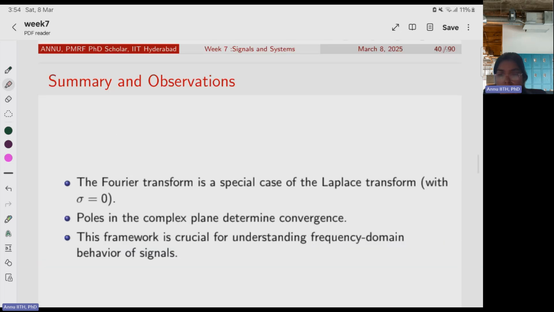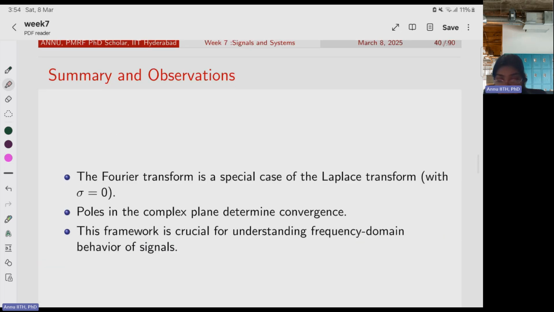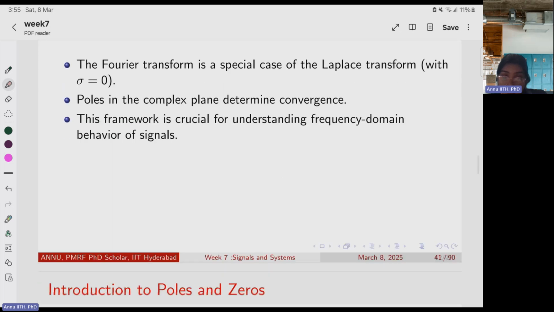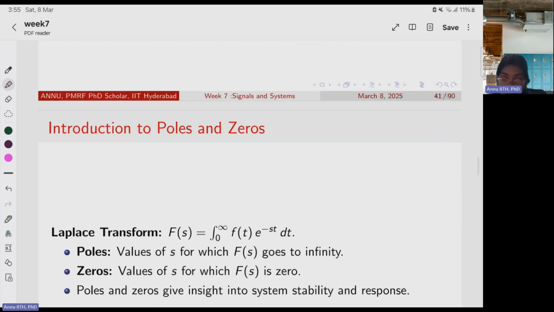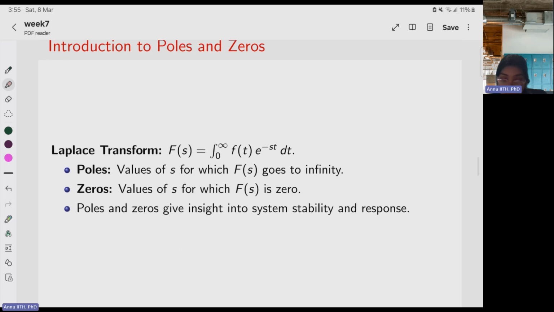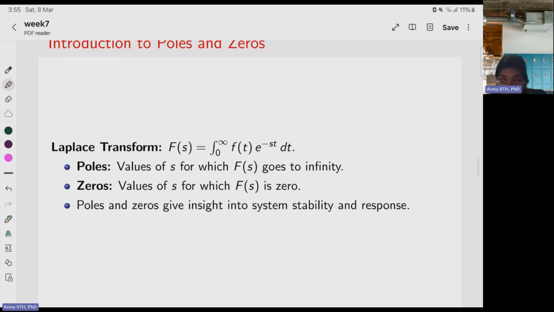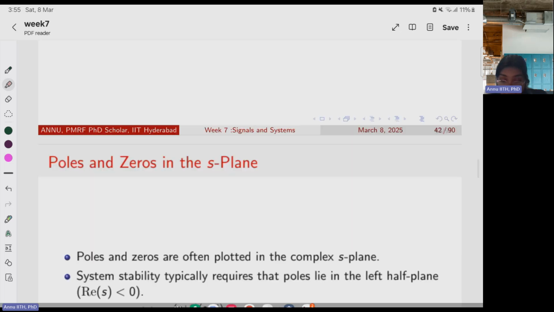So what is the summary and the objective, like observations? The Fourier transform is a special case of the Laplace transform where sigma equals 0, and the poles in the complex plane determine the convergence. This framework is crucial for understanding the frequency domain behavior of signals. So, introduction to poles and zeros. Poles are where F of s equals infinity, and zeros are where F of s equals 0.